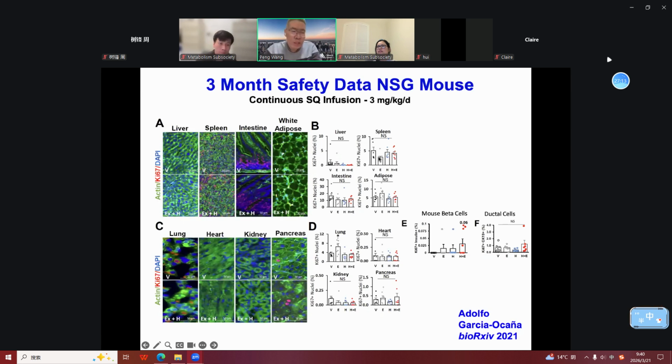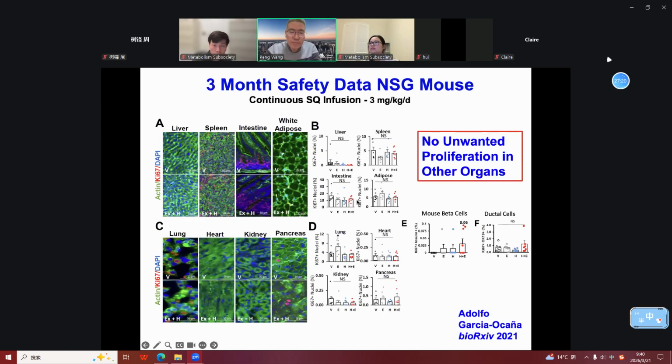Then we did Ki67 staining on these tissues. We don't really see an obvious difference between each of the treatments. The only thing we see is some more proliferation with Claudin-4 in the lung. However, we don't see more proliferation in the lung with the combination. So overall, there's no unwanted proliferation in other organs.